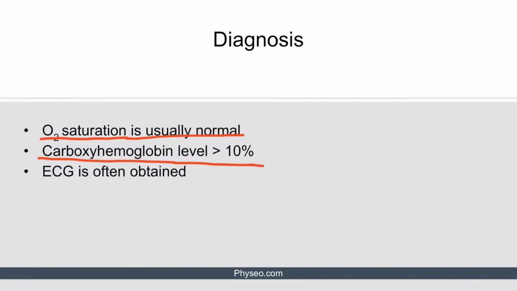Additionally, an ECG and even cardiac biomarkers can be obtained. And it's logical to get those because of the high risk of cardiac ischemia. Remember, you're worried about this carbon monoxide damaging the brain, the lungs, and the heart.